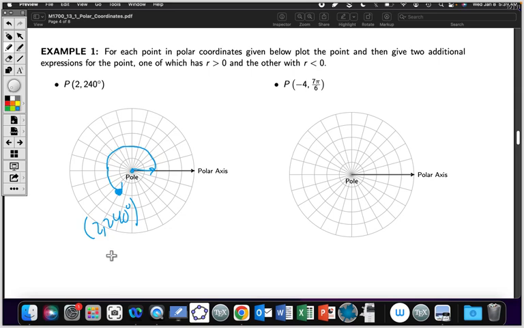Now, if I wanted to get another representation for this point with a positive r value, so there's 2, which means I'm going to be on the circle of radius 2, I can just add another 360 degrees. So I can start here, I can go all the way around 240 degrees, and then just go around another 360 degrees. Boom, and I'm back at the same point. So I can just add 360 degrees to that, add 1 revolution, and get to a coterminal angle. So what would that be? 600 degrees?